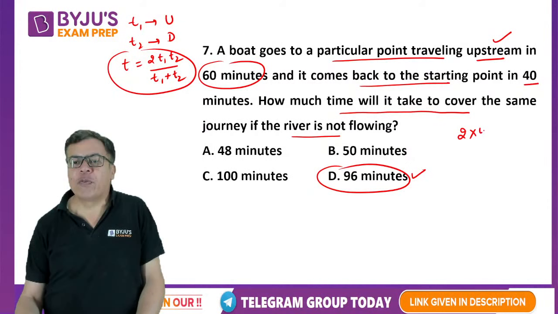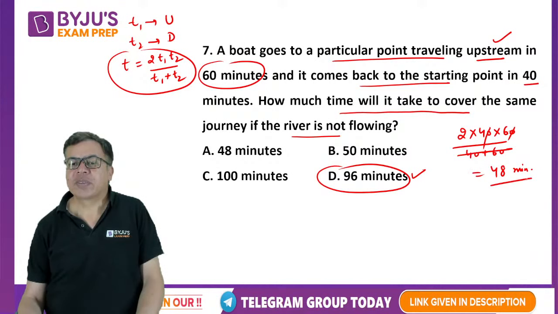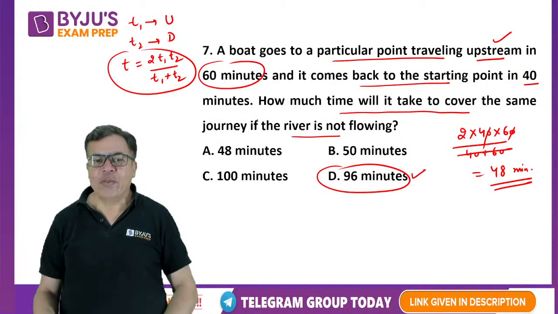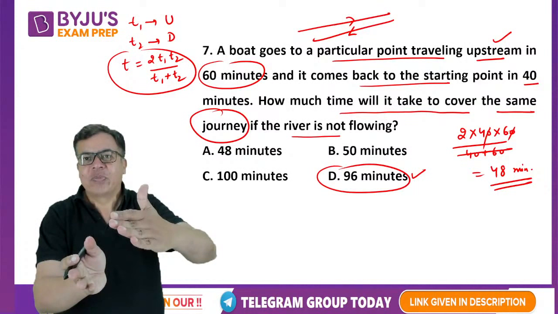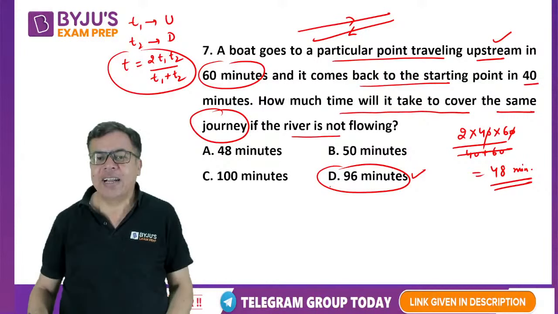That is okay. 100, both zeros gone, so it is equal to 48 minutes. But this is 48 minutes for a single distance. Here we are talking about the entire journey. The journey was going somewhere and coming back. So you will take 48 minutes here, 48 minutes here. So it will be 96 minutes now. Are you getting the point?